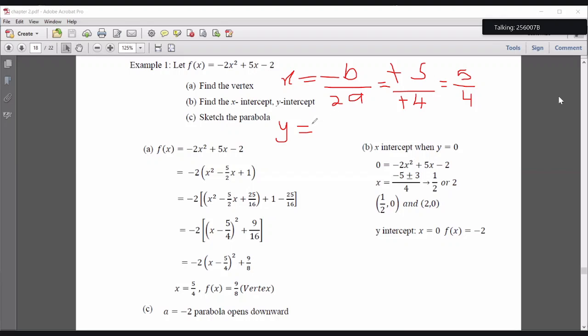2x minus 2, multiplied by 5 over 4, plus, squared, there is a squared here. Plus 5 over 4, minus 2. Good.